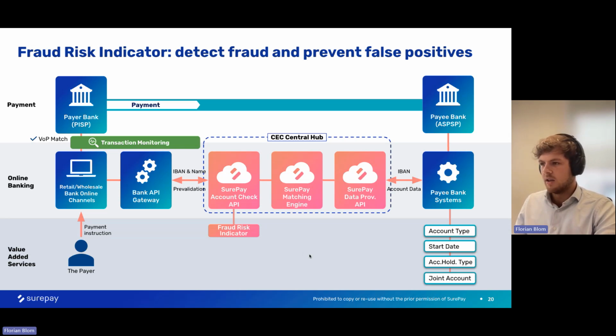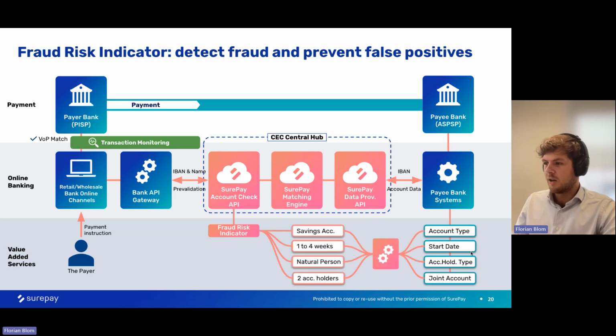And actually, there was a big decrease in false negatives, which is rather positive, when a bank started to use this solution. So there's the account type, which is business or personal. There's a start date of the account, which basically indicates how long ago this account was opened. And there's also the account type: is it a savings account? Is it a payments account? So all these data fields we can make available to the bank to be able to use them in a transaction monitoring environment.